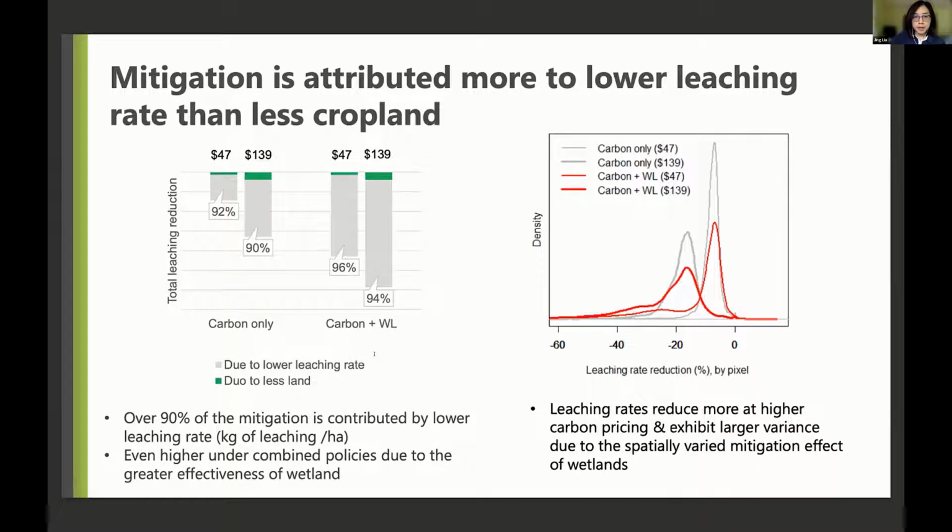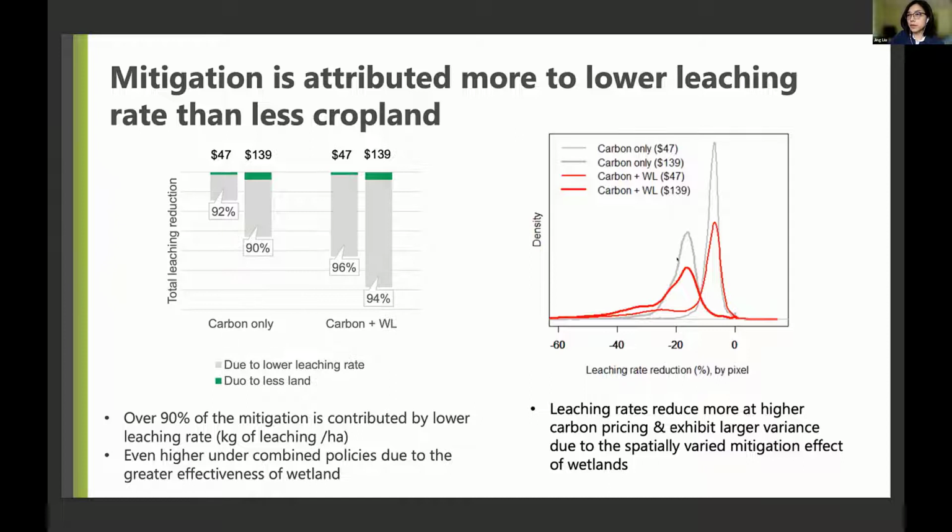But the combined policy generally contributes more from the leaching side because of the very powerful leaching removal from the wetland. And then we know this is a move along the leaching curve, but by how much? So this plot of density shows that for the combined policy, it's around 15 to 20% of the leaching rate.